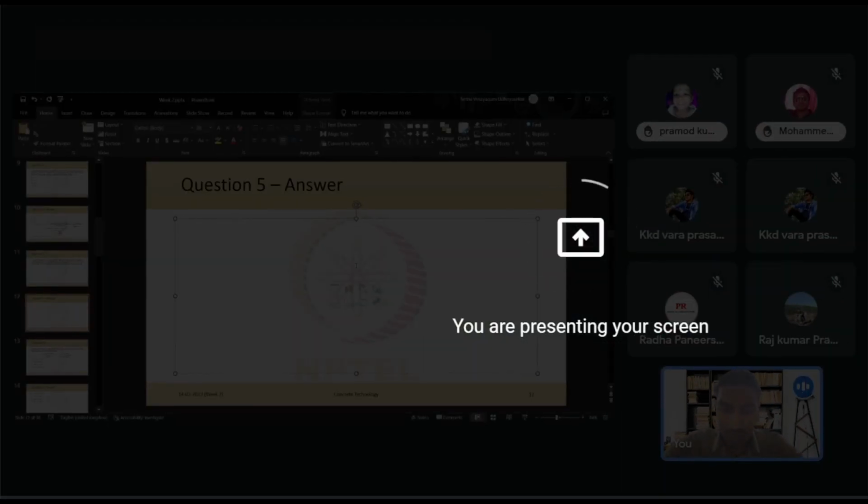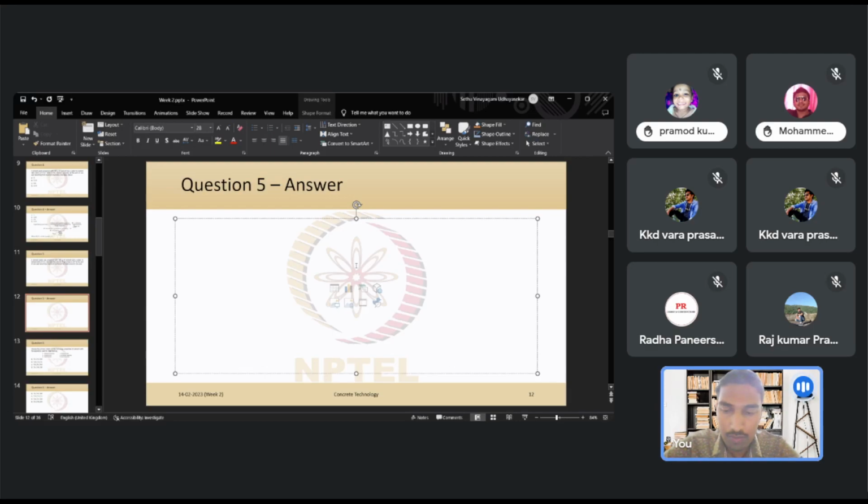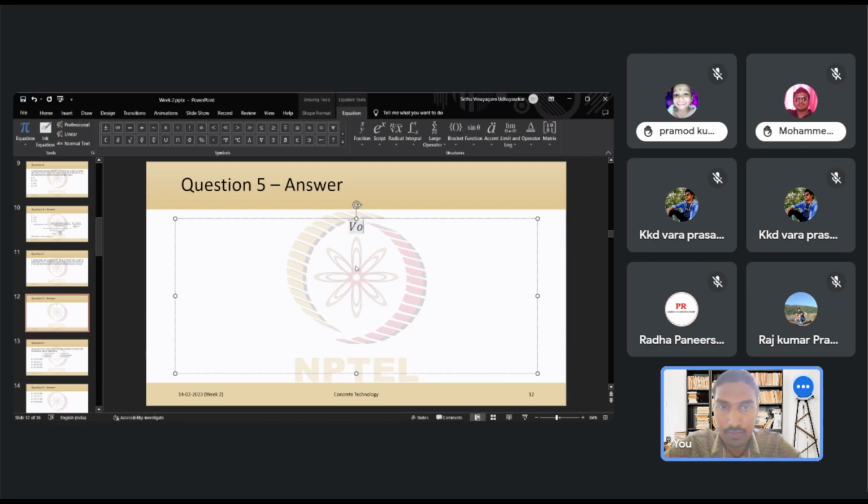So what is the question? The question is to calculate the volume of gel pores, right? So volume of gel pores is given by 0.19 ch, right? So again, this is from the porosity calculations. So we know that the volume of gel pores is 0.19 ch, where c is the mass of cement and h is the degree of hydration, right? So to get to know the volume of gel pores, we need two quantities. One is the mass of cement and the other is the degree of hydration.